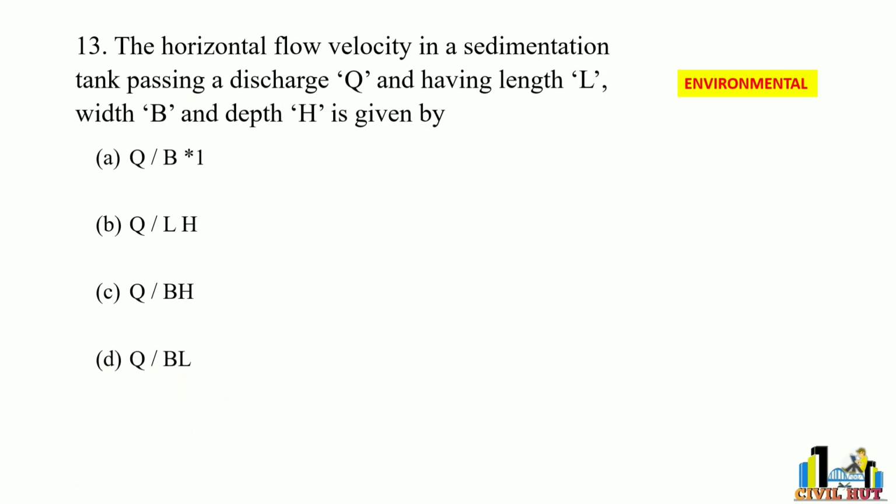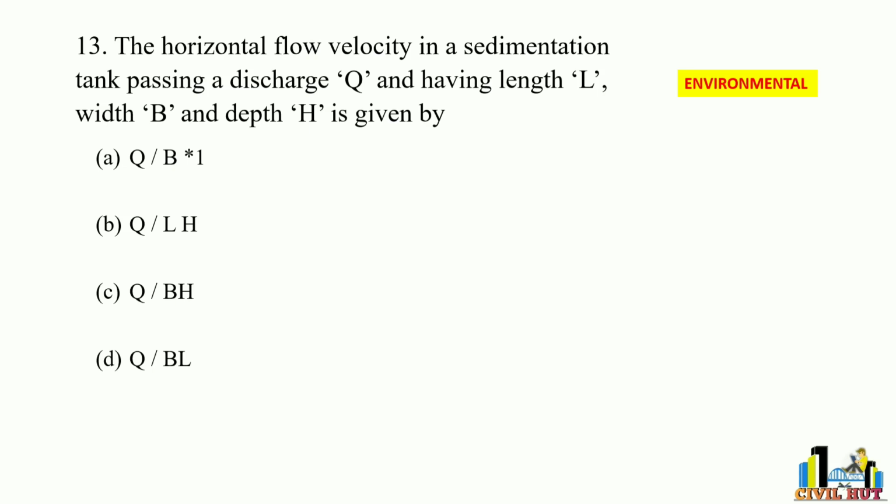Next one is the horizontal flow velocity in a sedimentation tank passing a discharge Q and having length L, width B and depth H is given by. This is also from environmental engineering. A, Q by B into 1, B, Q by L into H, C, Q by B into H, D, Q by BL. We know that Q equal to area into velocity.